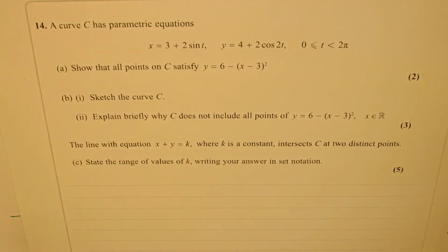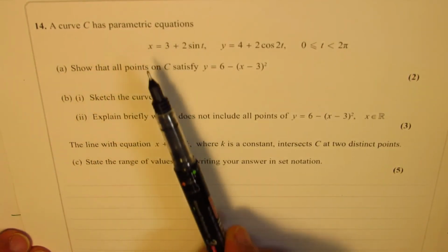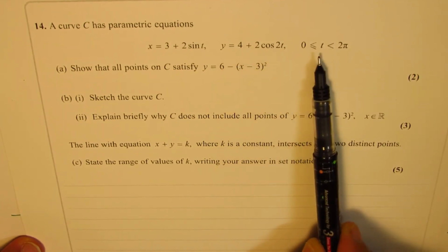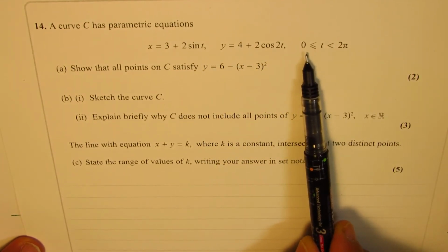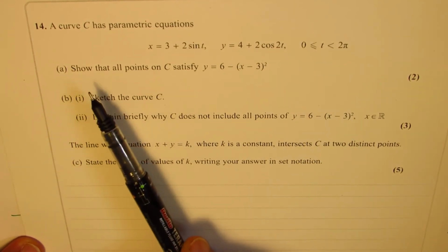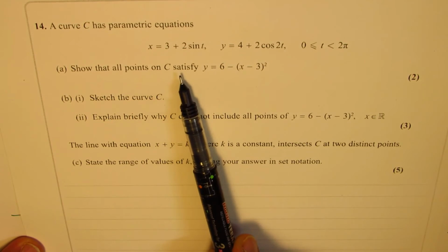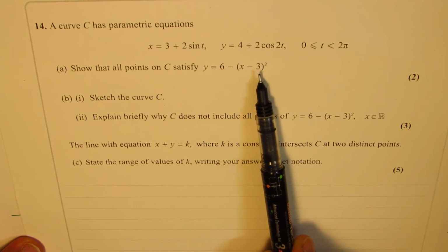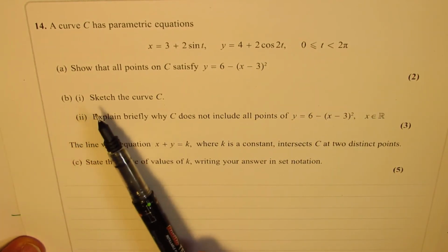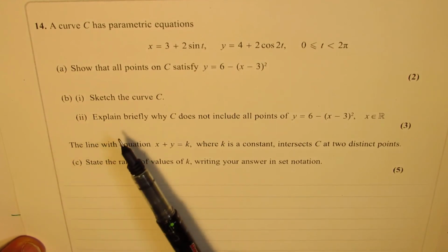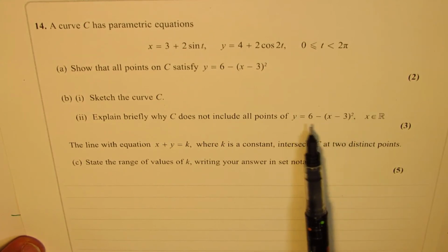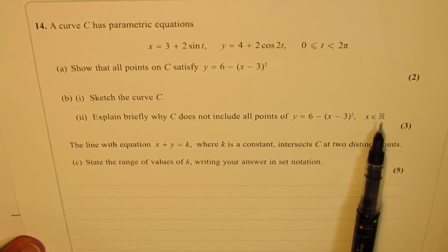Last question of the series, question number 14. A curve C has parametric equation x equals 3 plus 2 sine t, y equals 4 plus 2 cos t, where t is greater than or equal to 0, less than 2 pi. Show that all points on C satisfy y equals 6 minus (x minus 3) whole square. So that's 2 marks. B. Sketch the curve C. 2. Explain briefly why C does not include all points of this particular curve where x belongs to real numbers.